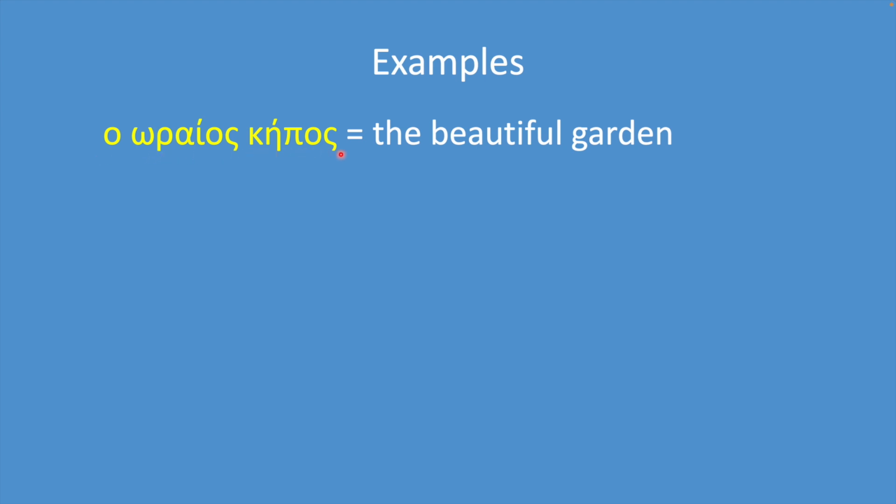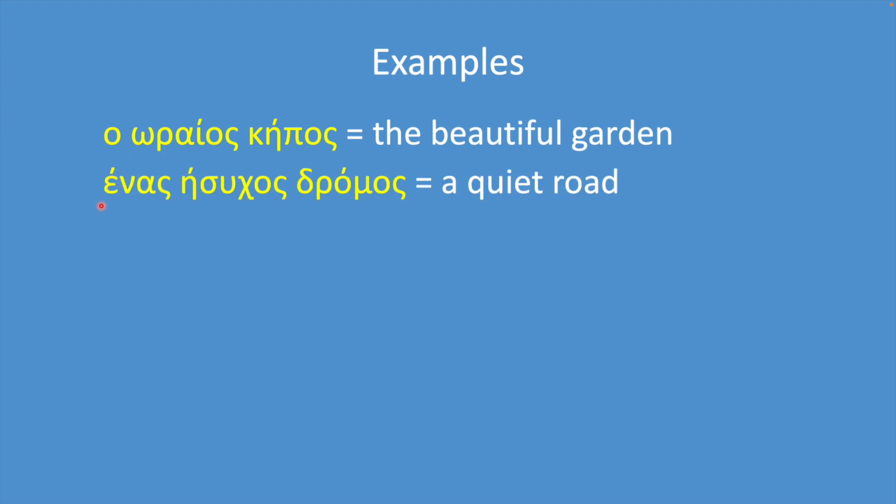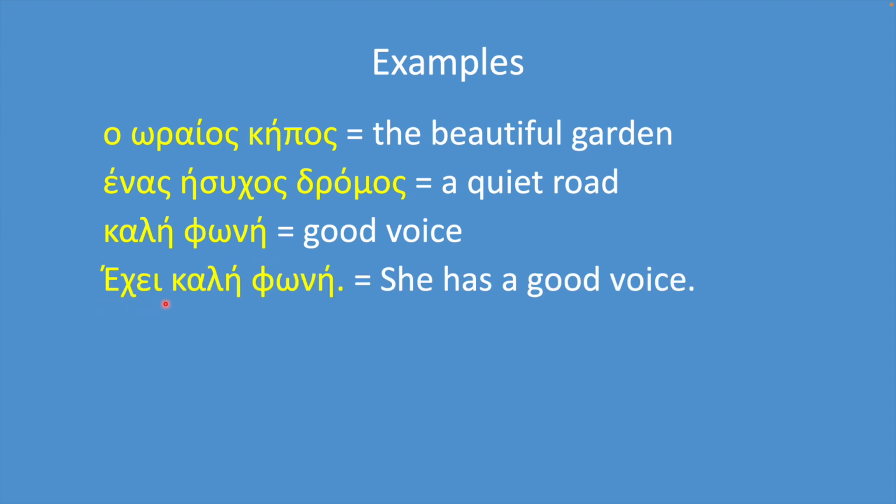Ο ωραίος κήπος, the beautiful garden. An adjective can be used with the definite article, ο. Ένας ήσυχος δρόμος, a quiet road. Here it's used with the indefinite article, ένας. Or it can be used without any article. Καλή φωνή, good voice. Έχει καλή φωνή, she has a good voice.